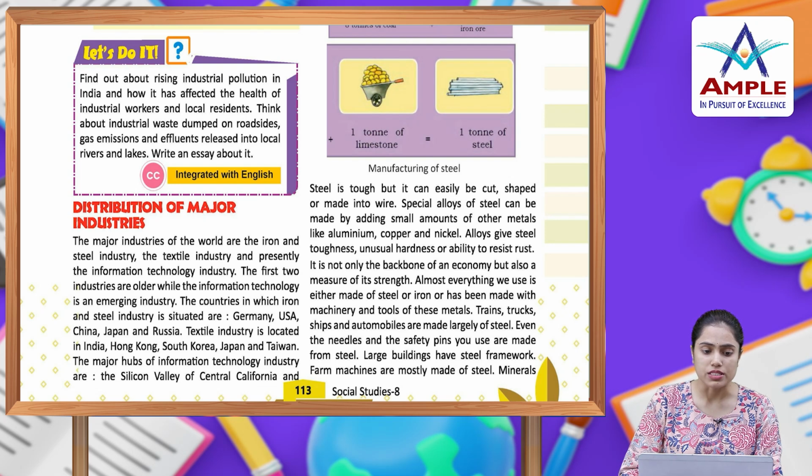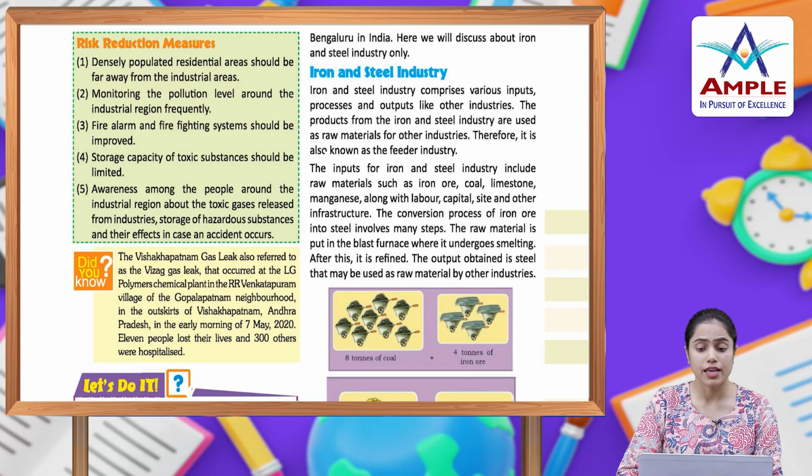Distribution of major industries. The major industries of the world are the iron and steel industry, the textile industry and presently the information technology industry. The first two industries are older while information technology is an emerging industry. The countries in which iron and steel industry is situated are Germany, USA, China, Japan and Russia. Textile industry is located in India, Hong Kong, South Korea, Japan and Taiwan. The major hubs of information technology industry are the Silicon Valley of Central California and Bangalore in India. Here we will discuss only the iron and steel industry.